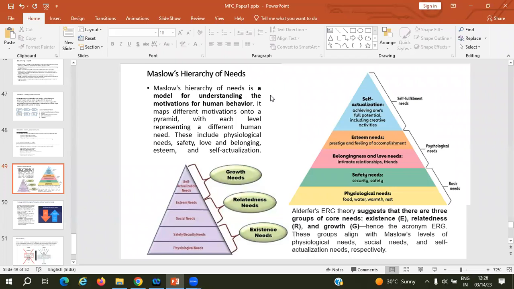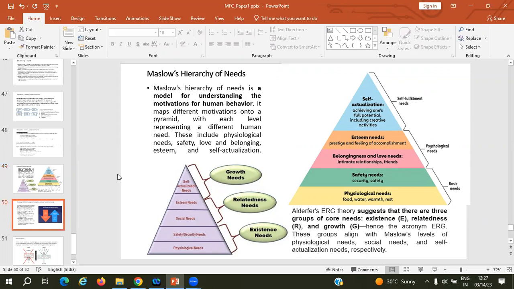Between ERG and Maslow, these two important theories are given in your syllabus, and you have to remember them. They may come as a short question or a long question. Once you understand the concept, you can write the answer.